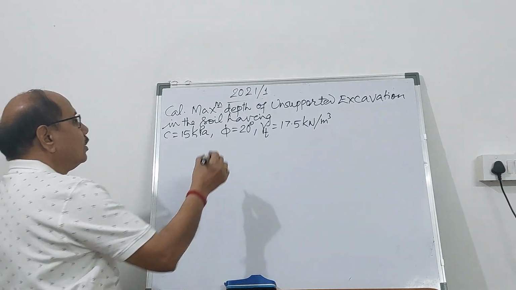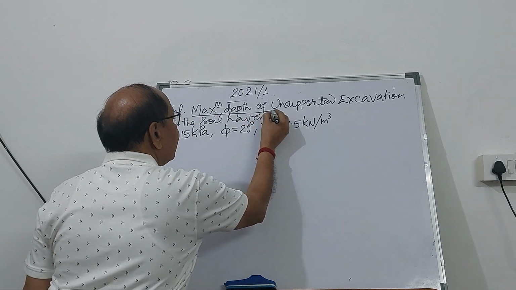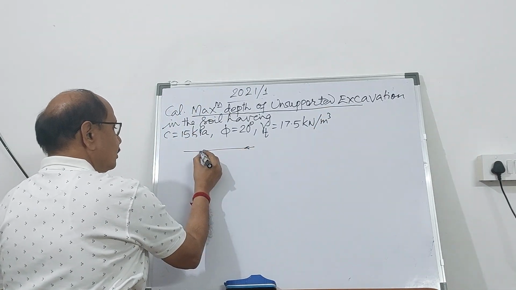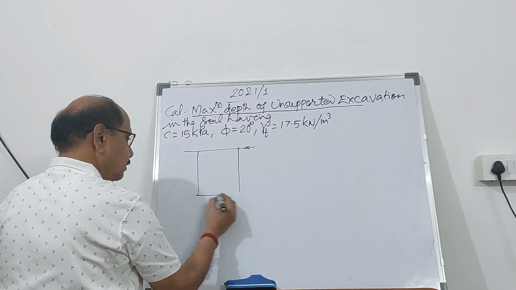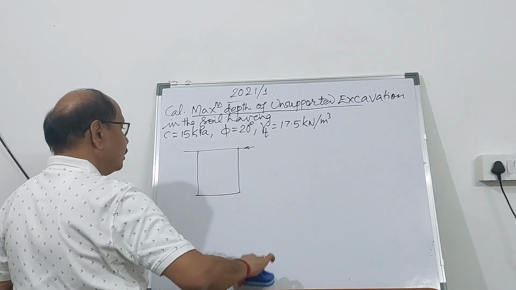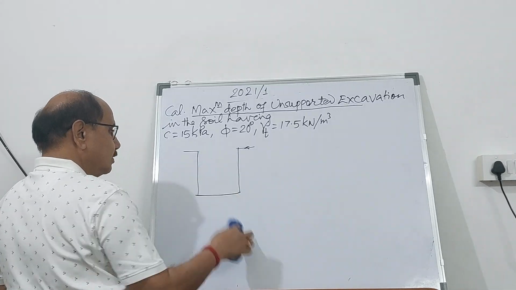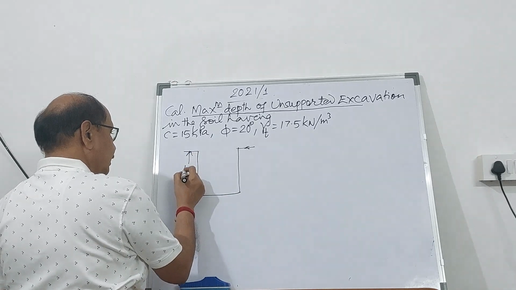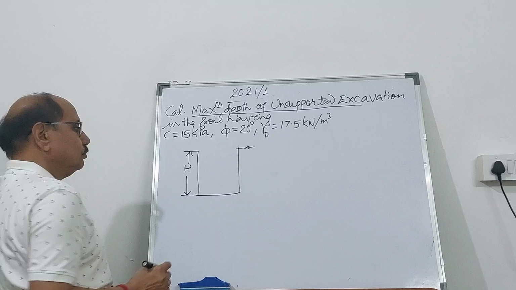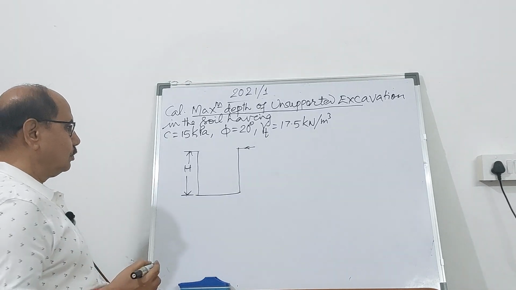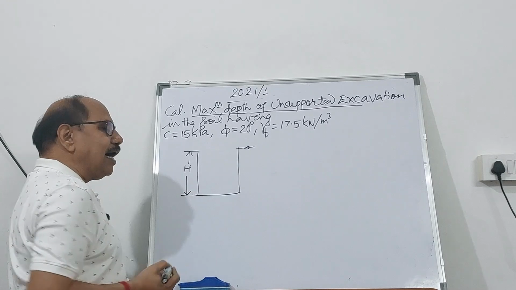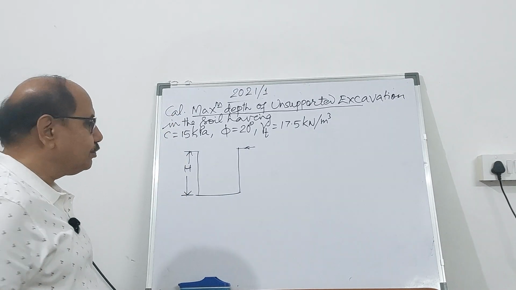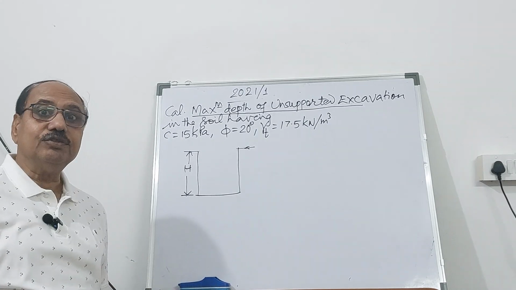So, the maximum depth of unsupported excavation. You are going to excavate this ground. If you are going to excavate, what is the maximum depth? Let's say the maximum depth is H. The properties are before you. Now, when you are removing the soil, the overburden pressure you are going to remove, and the lateral pressure will come into picture.